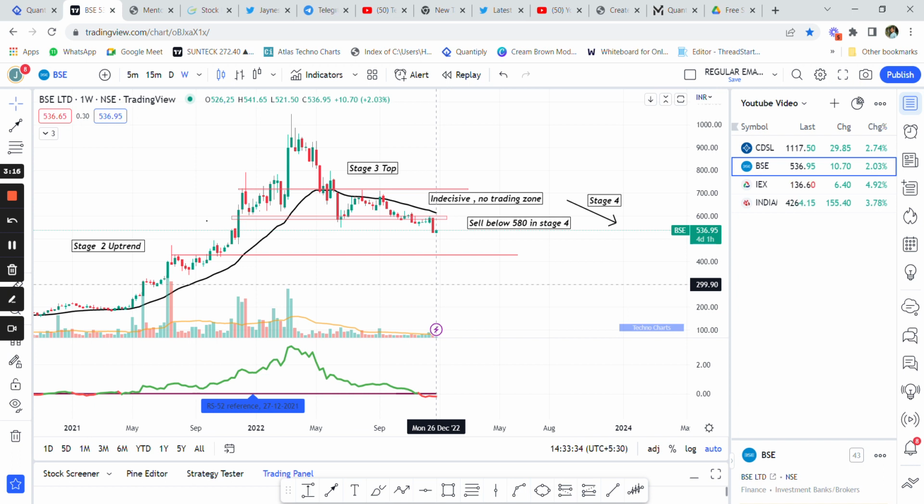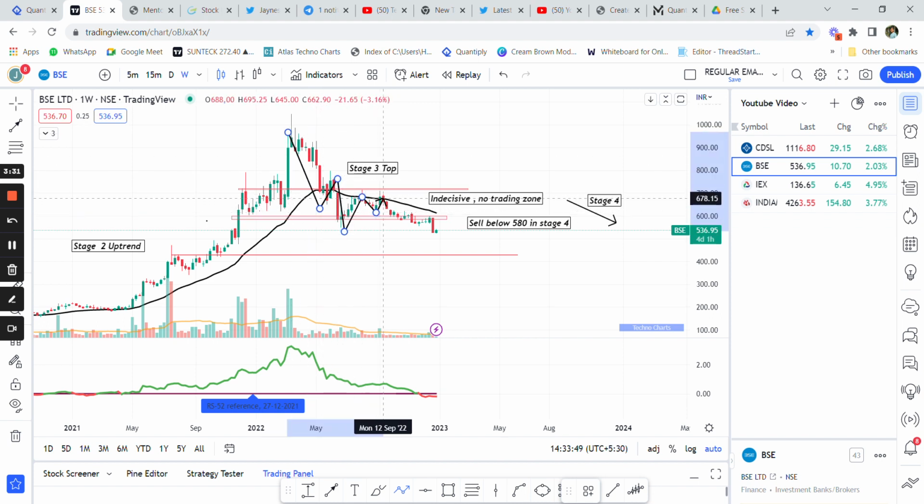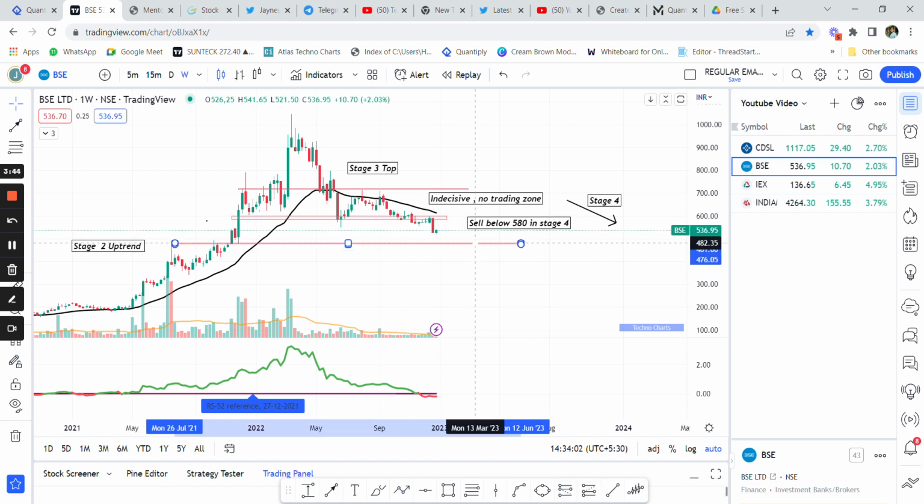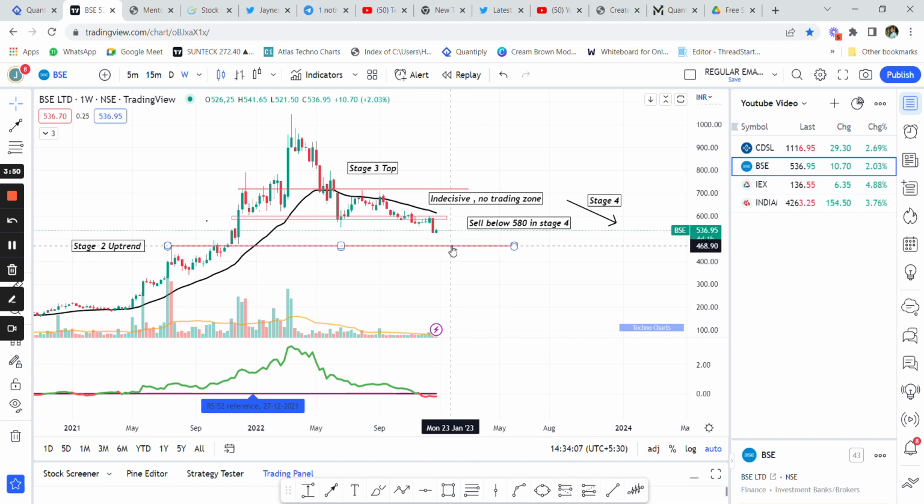So a similar thing could be the case for BSE, and I personally think that this here itself was a sign of topping, and then we can see a structure of lower high, lower low. So if you look at the chart here, we see a structure of lower high, lower low, right? So this is one. The next level for this basically is at around 431 rupees. 430 to 470 rupees is a good area of support. 470 is probably a good area of support for BSE, and the stock can head towards that.